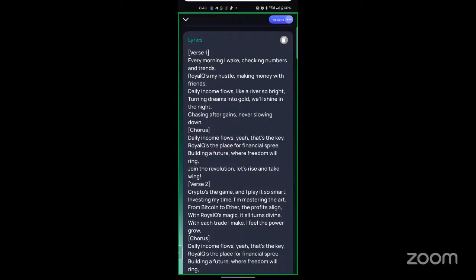With each trade I make, I feel the power grow. Daily income flows, yeah, that's the key. Royalq's the place for financial spree. Building a future where freedom will ring. Join the revolution, let's rise and take wing. So take a chance now, let your worries cease. With Royalq in hand, find your wealth and peace.